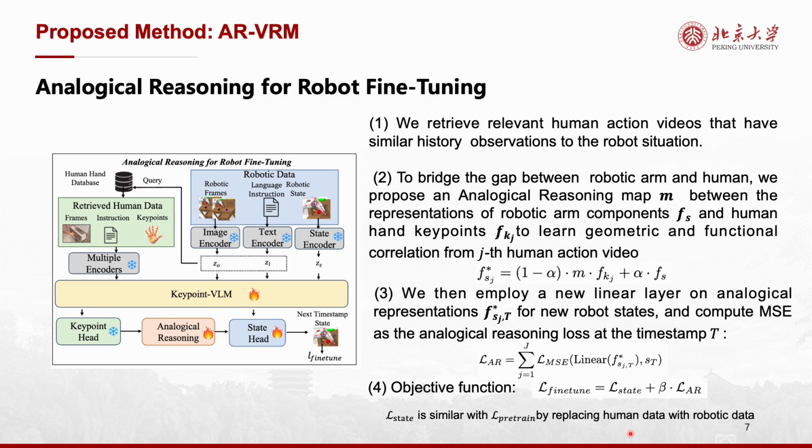Thirdly, we employ a new linear layer on analogical representations for new robot states and compute MSE as the analogical reasoning loss. The overall fine-tuning loss is the weighted sum of the robot state loss, computed as the MSE loss between ground truth and predicted states, and the analogical reasoning loss.